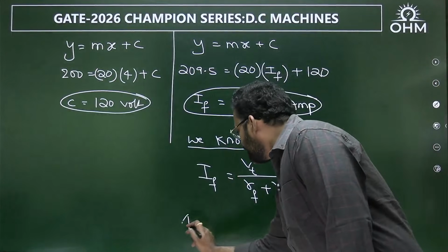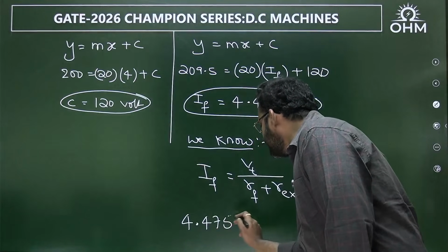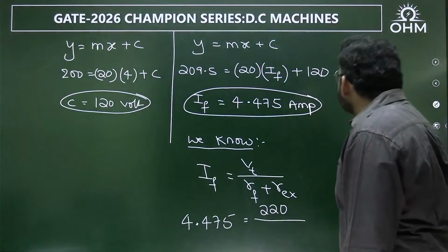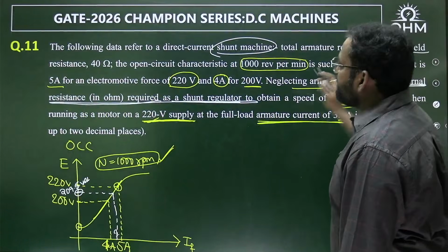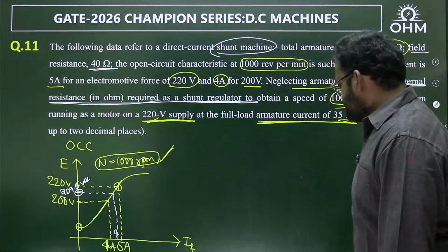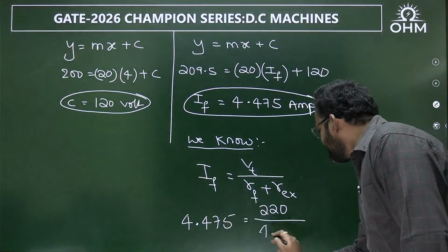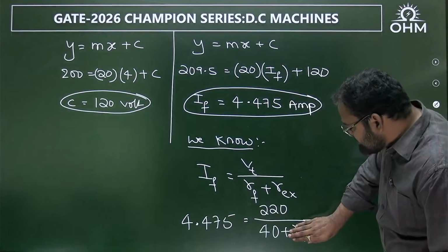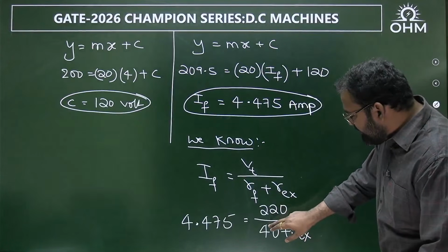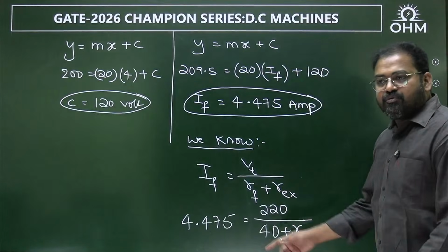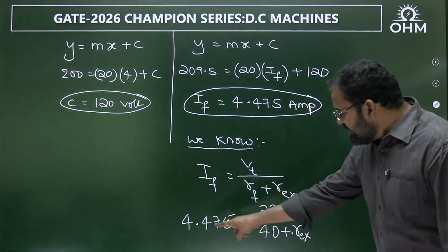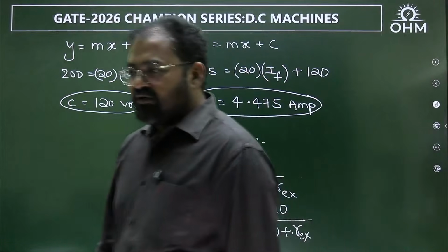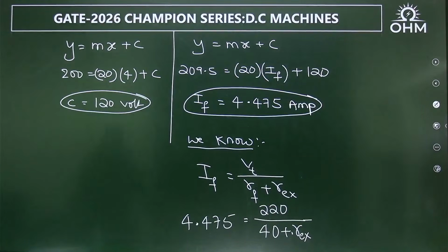So now, 4.475 is equal to, what is the supply voltage? 220 by, what is the field resistance? Field resistance is 40, right? So field resistance is 40 plus what is the extra resistance? For example, if you don't add this extra resistance, you would get a field current of more than 5 ampere, about 5.5. But I need 4.475 only. So what is the extra resistance I need? Come on, tell me the answer.